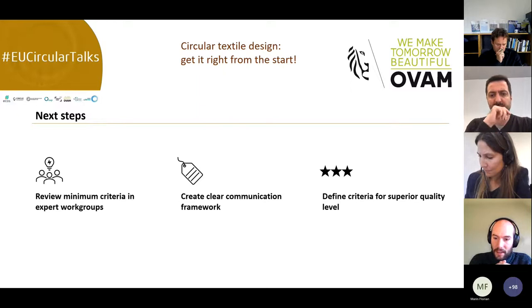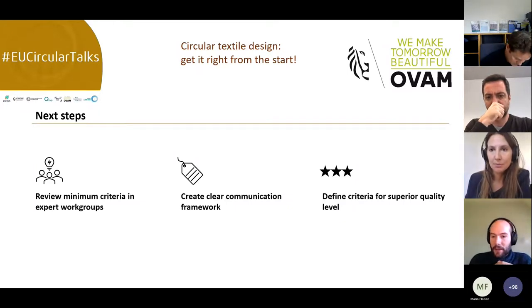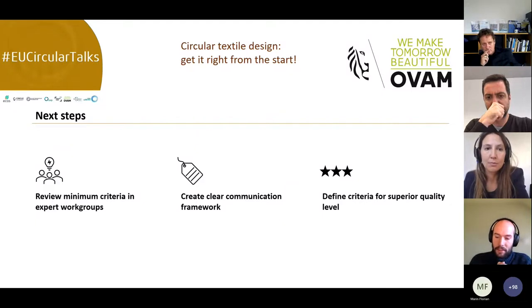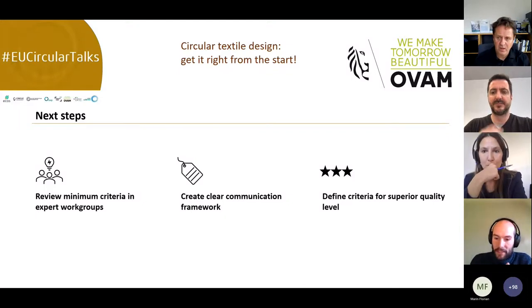And thirdly, next to defining a minimum criteria, we also need to define criteria for a superior quality level. This can be done in many ways, but the way that we prefer is that we take a similar approach to how these minimum criteria were defined, and then combine all the superior quality levels for all the different categories in one single standard. And then the EU Ecolabel can adopt that standard for its quality level for textiles.